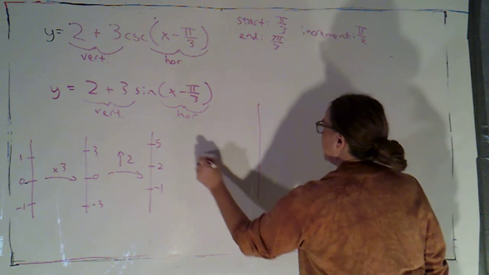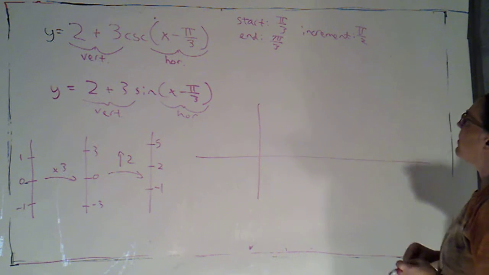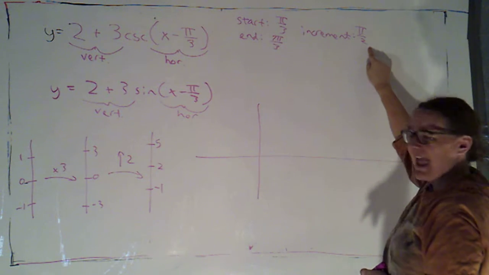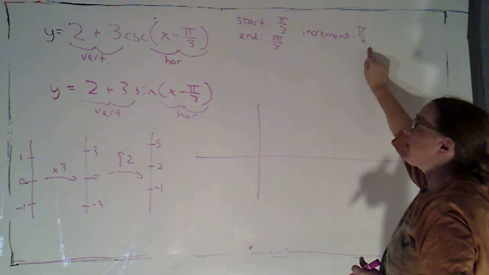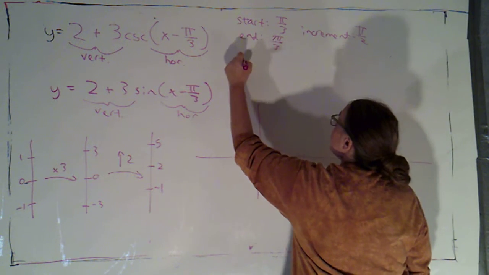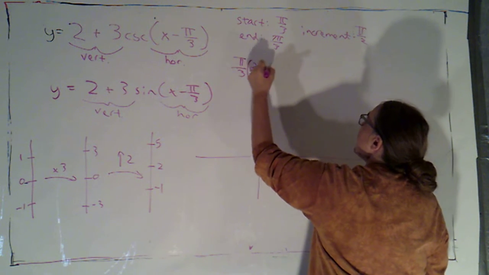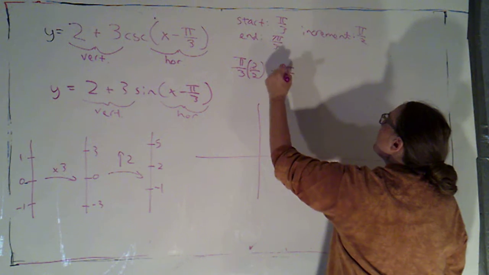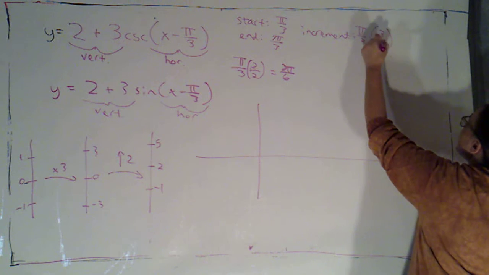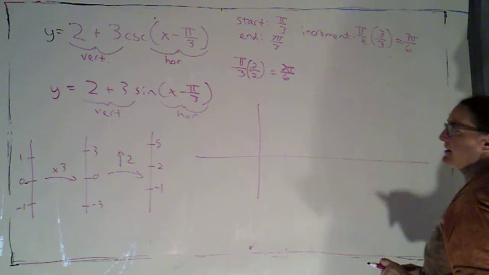Okay, so here's my x-axis. Now before I mark this off, I'm noticing that I'm starting at pi over 3, but I'm having to add pi over 2. It's going to be a whole lot easier if I have a common denominator. So common denominator would be 6. Pi over 3, if I multiply that by 2 halves, that's going to be 2 pi over 6. Okay. And pi over 2, if I multiply that by 3/3, that's going to be 3 pi over 6.